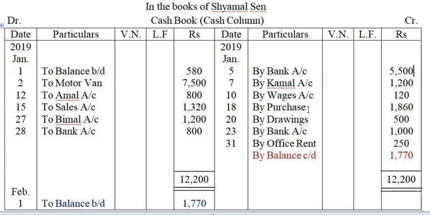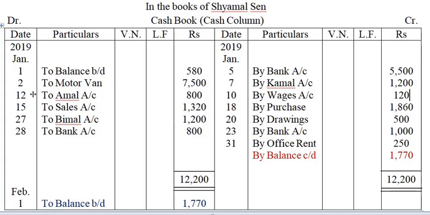Okay, and again on 7th January, you are making the payment to Kamal. So you are paying. The cash is going out. There is an outflow of the cash. So it should be recorded towards the credit side. Okay. Again on 10th, you are paying the wages. So you would write by wages account and the amount will be 120.